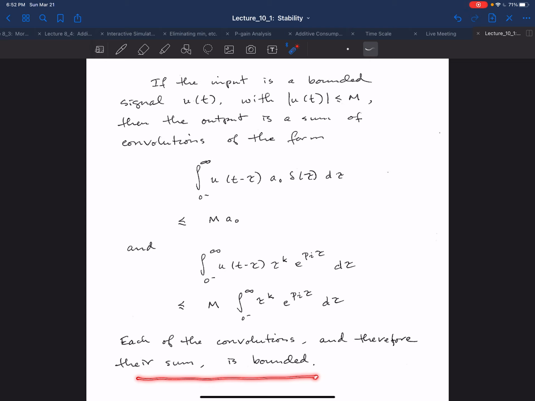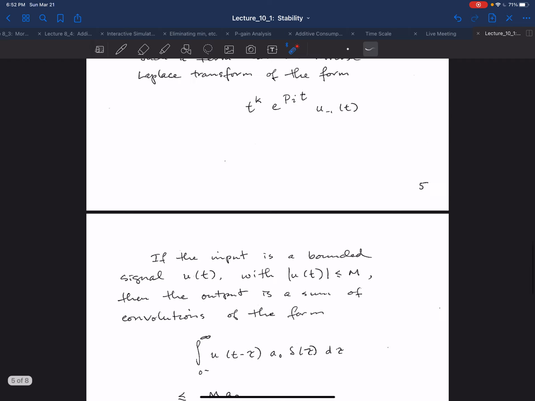So whatever the bounded input u that you feed into your system, the output, which is the convolution of that input with the impulse response, is going to be bounded. So if your transfer function is both stable and proper, then the system is going to be stable in the bounded input, bounded output sense. So that completes the if part of the proof.